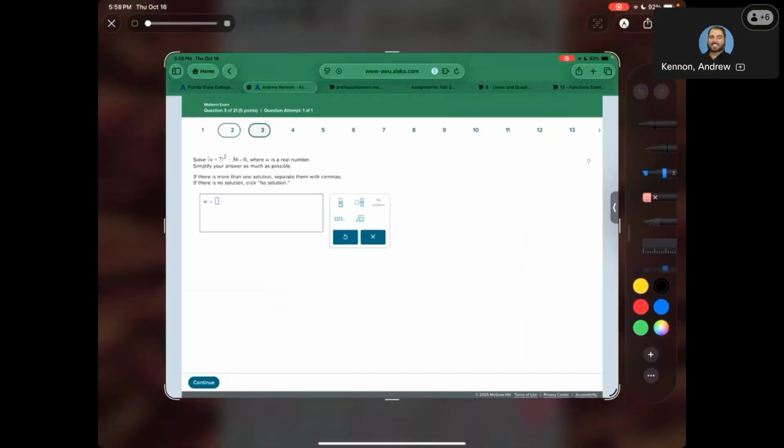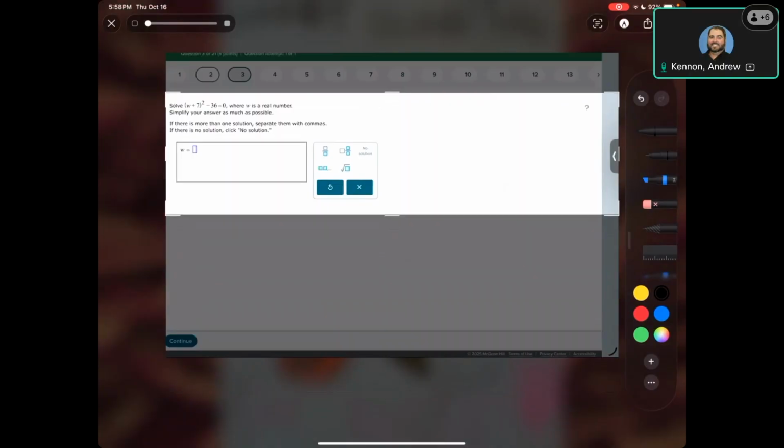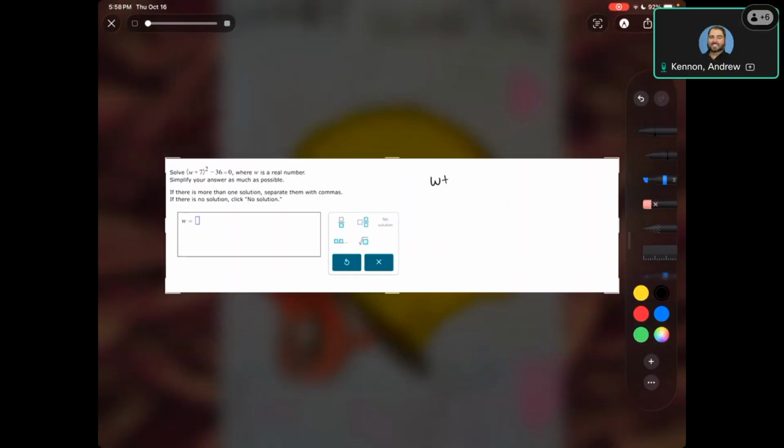On this one, it is a squared, but it doesn't have an x squared and an x. Technically, you can FOIL that one out and work it out that way, but that's definitely the long way to do it. So when you have just something squared, set that something squared equal to a number. So I have w plus 7 squared equals 36.